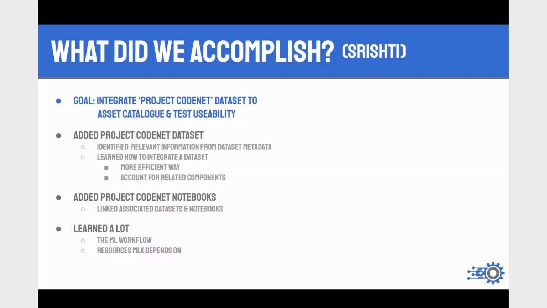Project CodeNet is a large-scale dataset with approximately 14 million code samples written in over 50 programming languages, and each one is like a solution to one of 4,000 coding problems. So that's their very large dataset that I was trying to integrate. Basically, I just had to identify relevant information from the dataset metadata so that it could be integrated properly, and obviously learn the entire process of how to integrate it because I'm just beginning.